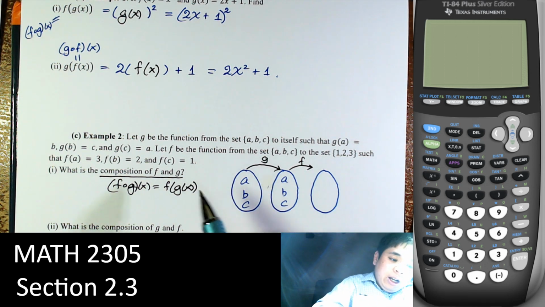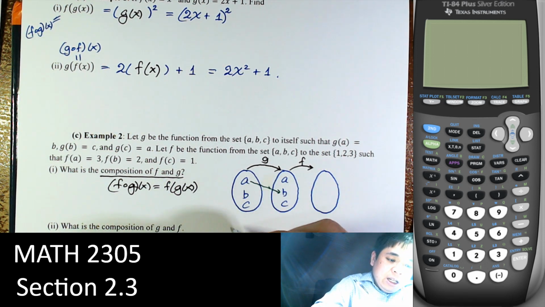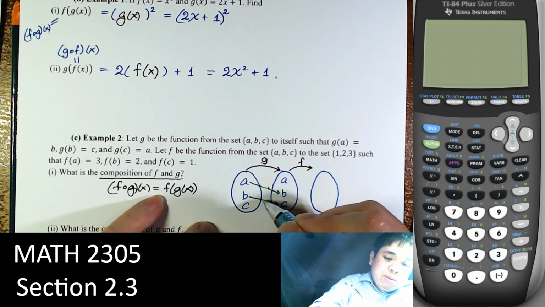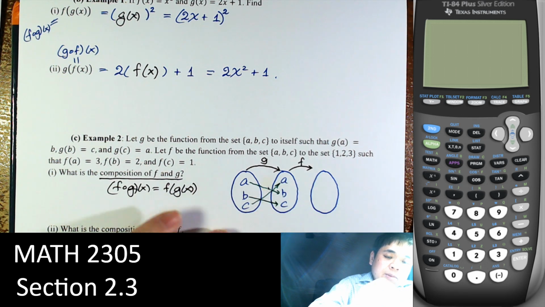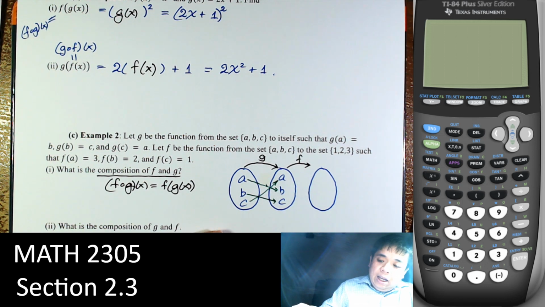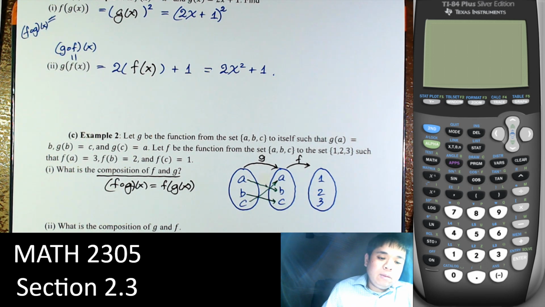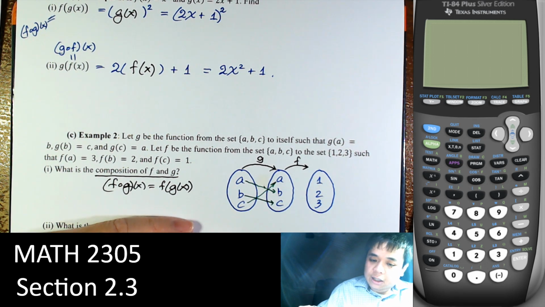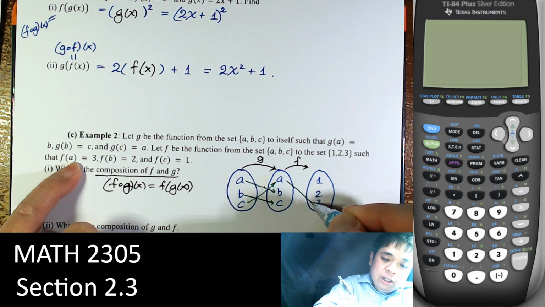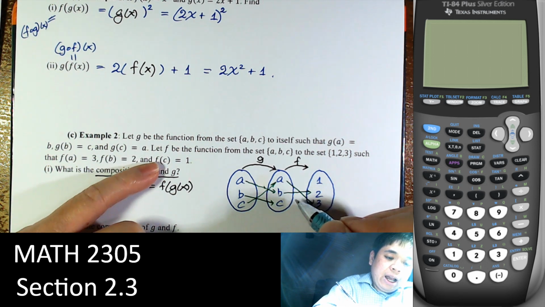So we have f of g of a. A gives us b, and b gives us c, and c gives us back a. And after that, the f gives us 1, 2, 3. So we say f of a is 3, f of b is 2, and f of c is 1.